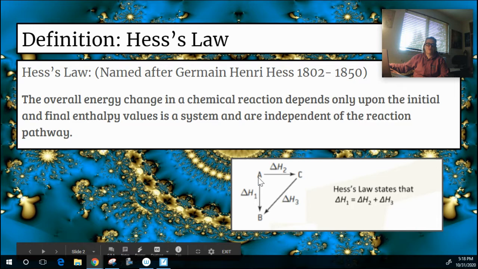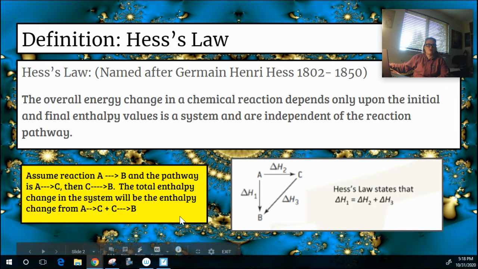So here's a reaction pathway. We're going to say that reactant A is going to go to product B. But this might take a while. It might go through many steps. So instead of A going directly to B, A will react to make C first, and then C will react to make B. Each one of those steps has an enthalpy of formation or an enthalpy of reaction attached to it. So since A goes to C and then C goes to B, the overall enthalpy change in the reaction will be the enthalpy changes in those two steps.